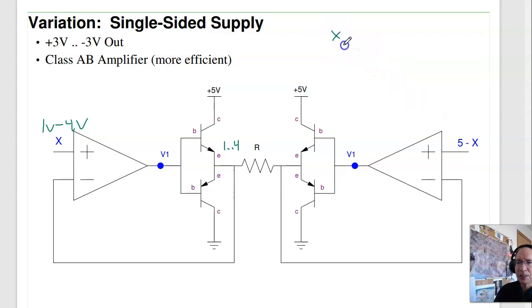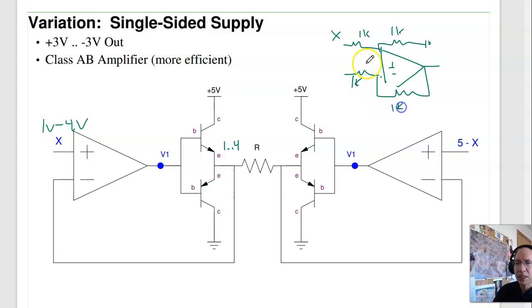So if here's X, here's my instrumentation amplifier, plus minus. That goes to ground. This goes over here. I want a gain of 1, so there's your 1K, 1K, 1K, 1K. This is not X, this is 5 volts. Here's X. The output is 5 minus X. And that'd go right here.